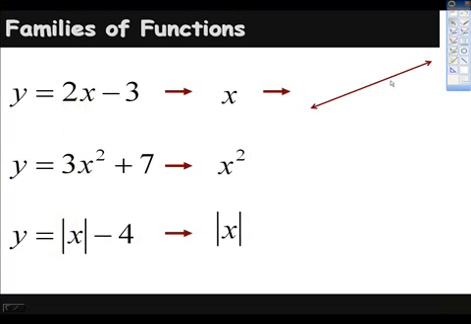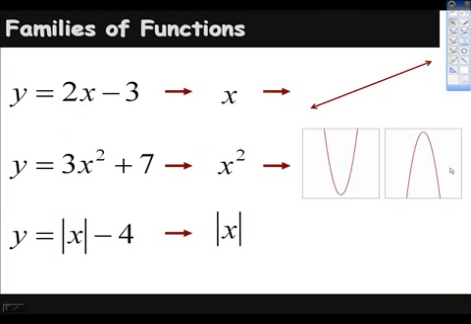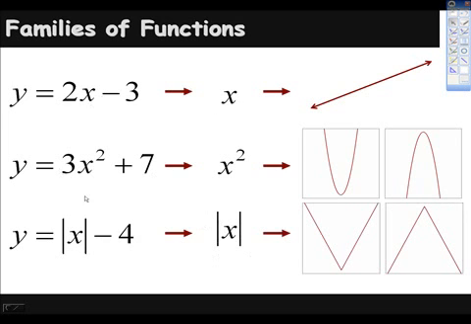If it's just an x, it's some kind of a line. It may not be this exact line, but it's some kind of a line. If we see an x squared, it's some kind of parabola that either opens up or down. If it's an absolute value around the x, then it's some kind of V. It either opens up or down. So if we know this about the graphs before we go to graph them, it sure makes it a lot easier to graph them. So try to become familiar with these families of functions: the linear, the quadratic parabolas, and the absolute value V's.